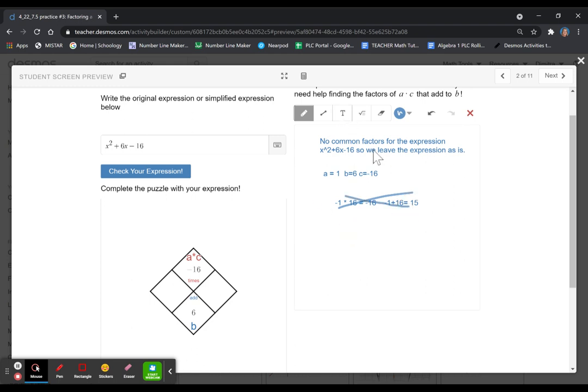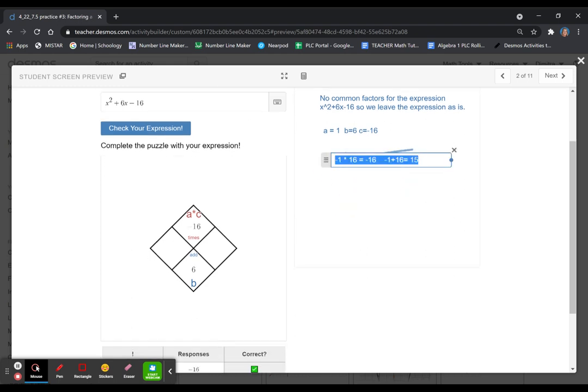All right, so let's try another one now. Let's try 2. Again, since B is positive, our bigger number needs to be positive so that when we add them together, we'll get a positive number. So negative 2 times 8 is equal to negative 16. Now if I add negative 2 plus 8, I get positive 6. Ding, ding, ding. These are my factors.